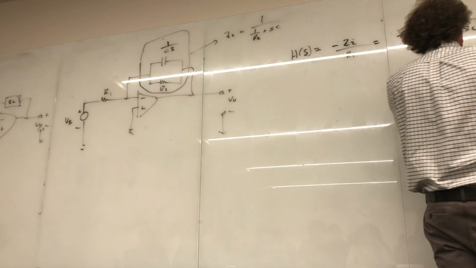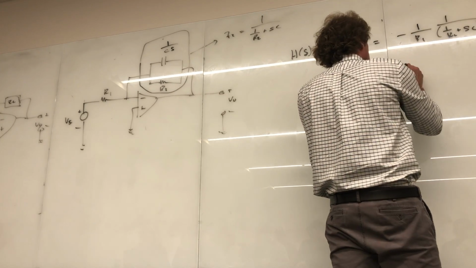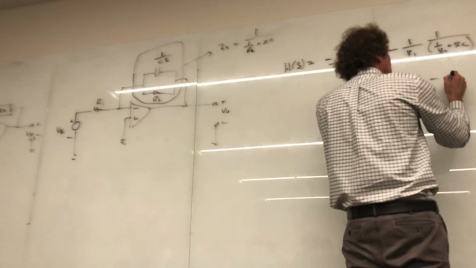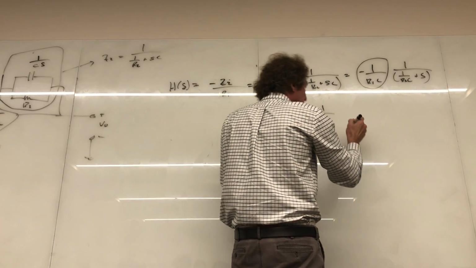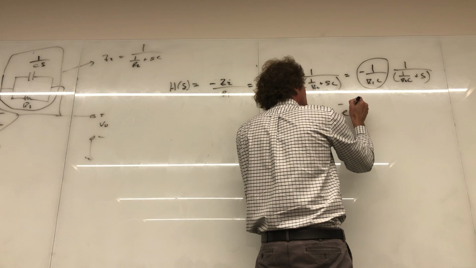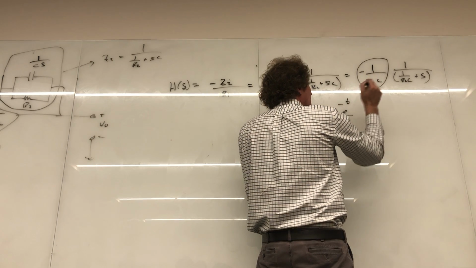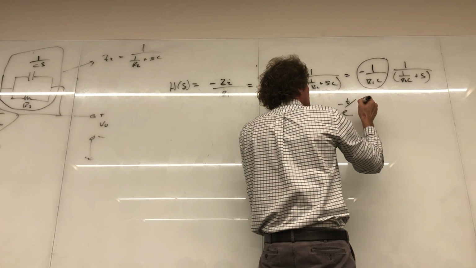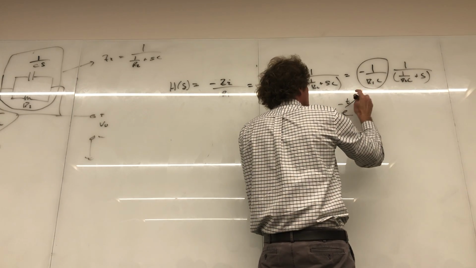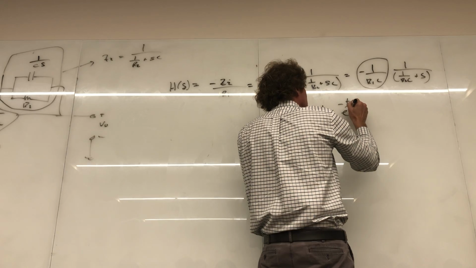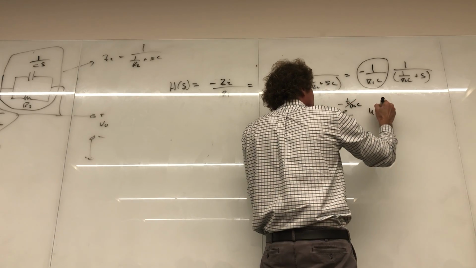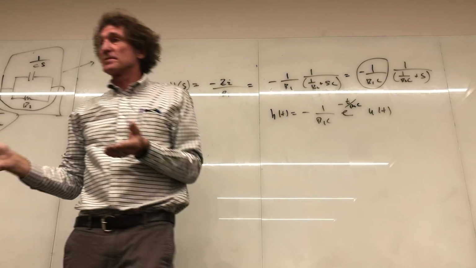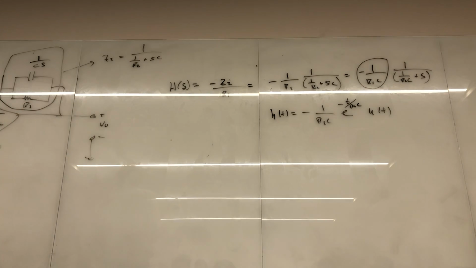So here, if I wanted H of t, that would be minus 1 over R1C times e to the minus t, divided by R2C, times U of t. And that's how simple it was. And you could have done it many, many ways.